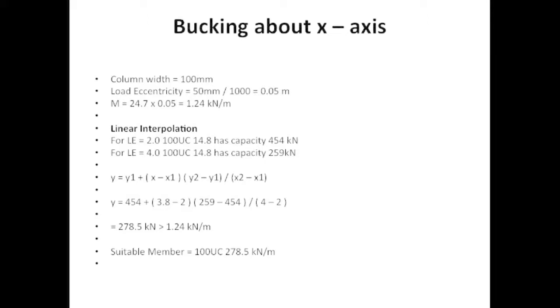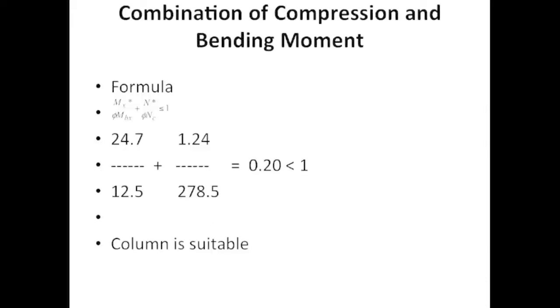We then do our buckling about the x-axis. First, our column width is 100 mm. Our load eccentricity equals 50 mm, divide that by 1000 is 0.05 m. Our M equals 24.7 times 0.05 equals 1.24 kilonewton meters. Again, interpolation. Then after working that out, you get the suitable member, which equals 100 UC 14.8, with 278.5 kilonewton meters.